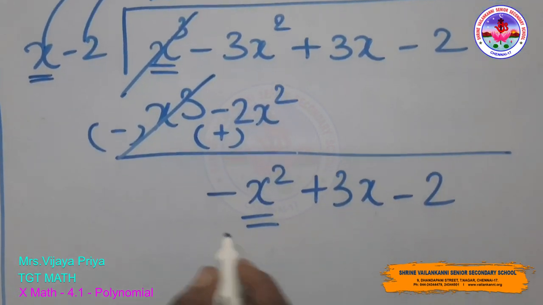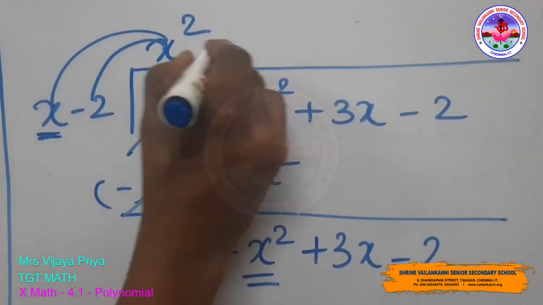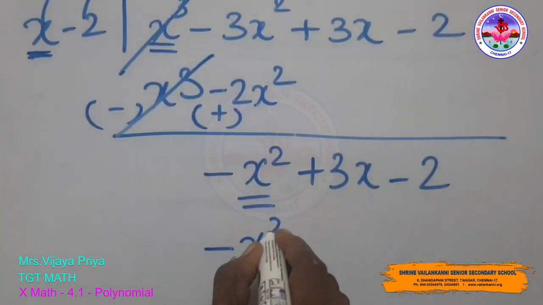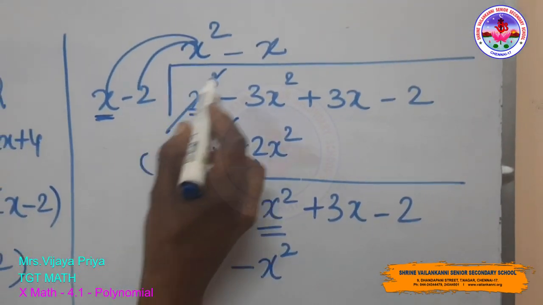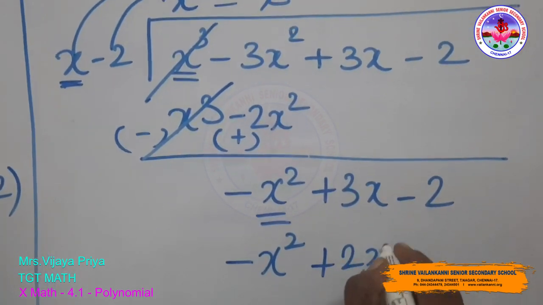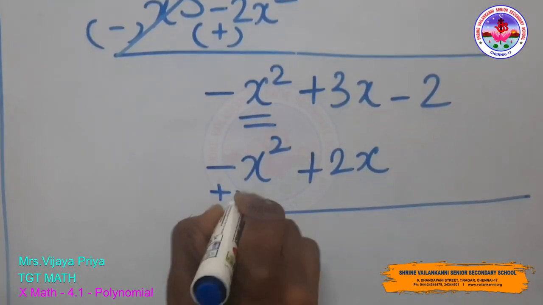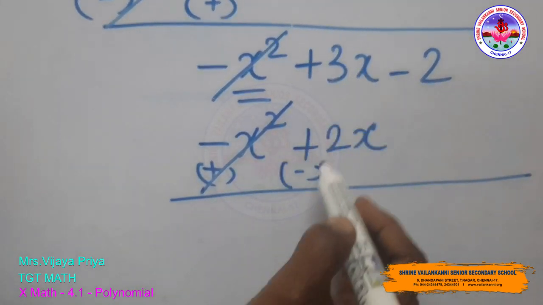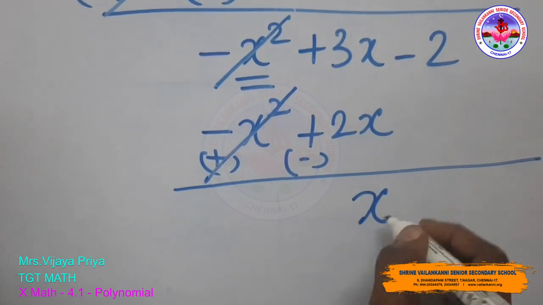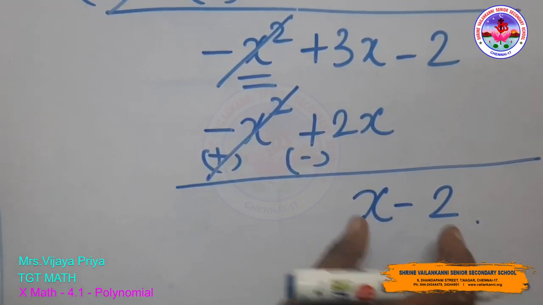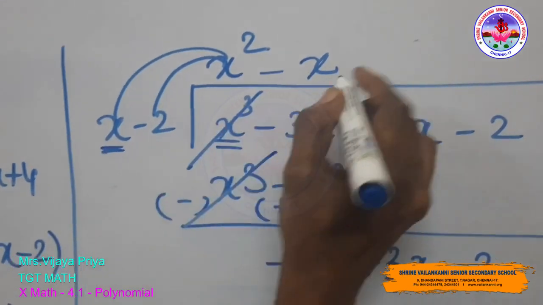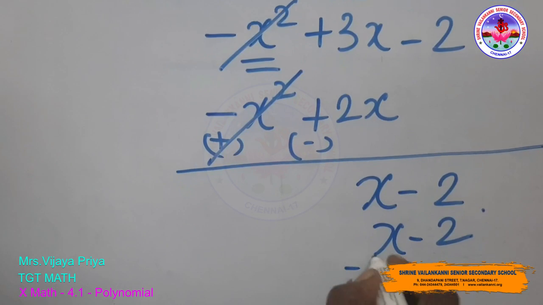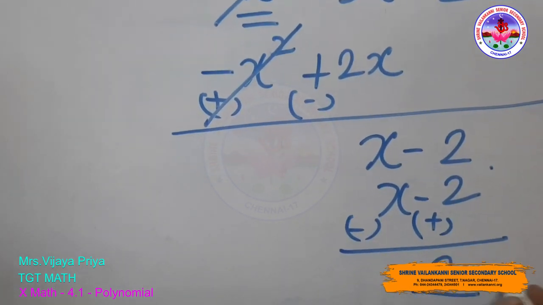Now looking at the first term, I should multiply minus x into x. It becomes minus x squared, and minus 2 into minus x becomes plus 2x. Solving, minus x squared plus x squared gets cancelled, plus 3x minus 2x becomes 1x. x minus 2 goes into x minus 2 one time, so plus 1, I will get x minus 2, so I get remainder as 0.